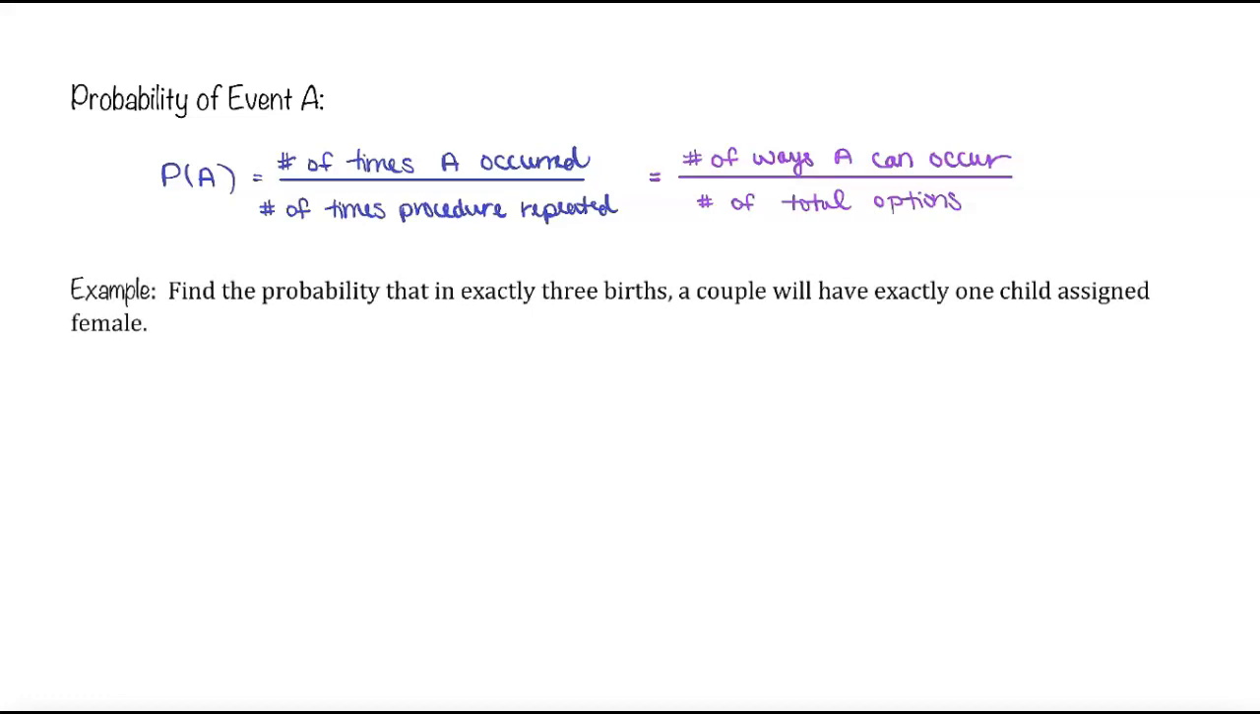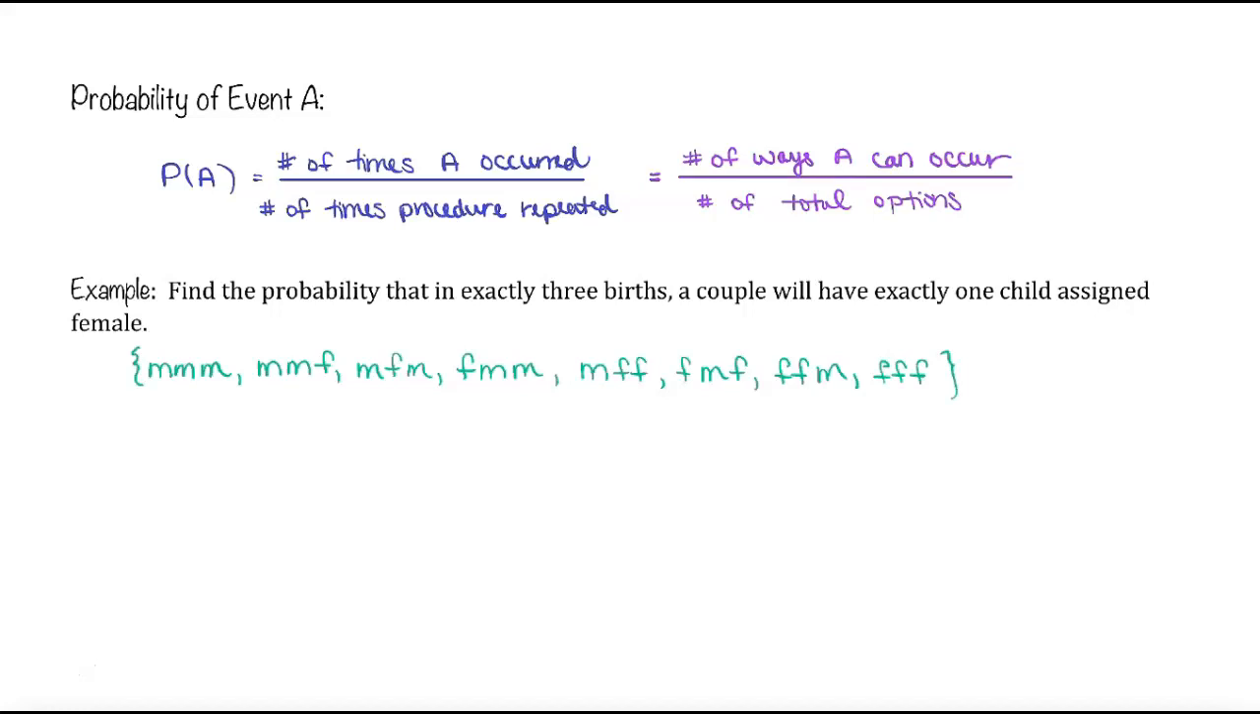Let's use this to find the probability that in exactly 3 births, a couple will have exactly one child assigned female. In order to calculate this probability, we first need the sample space. We need to know all possible options, all possible simple events that could occur. With 3 births, the sample space looks something like this. They could be all assigned male. There could be 2 male and 1 female in 3 different ways. There could be 1 male and 2 females in 3 different ways. Or all 3 children could be assigned female.